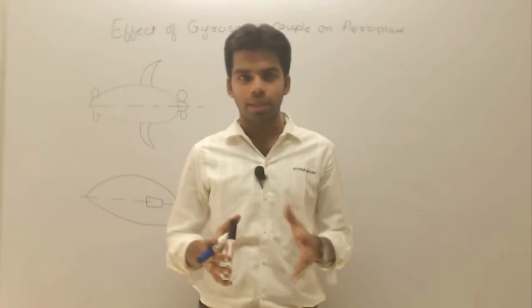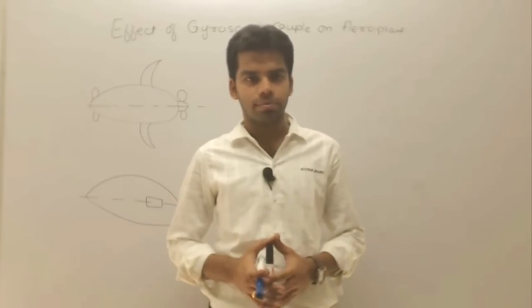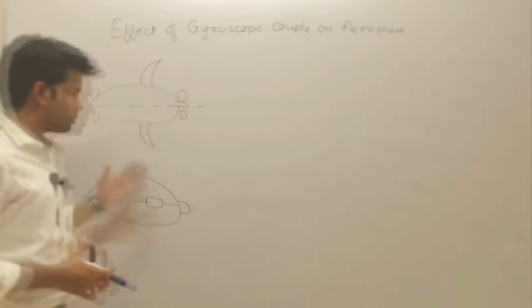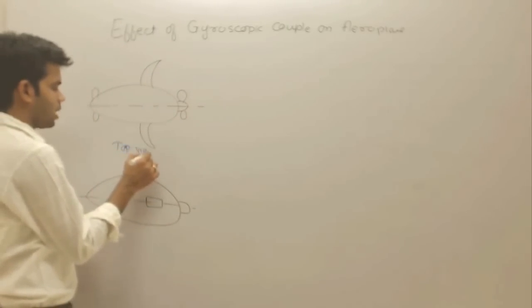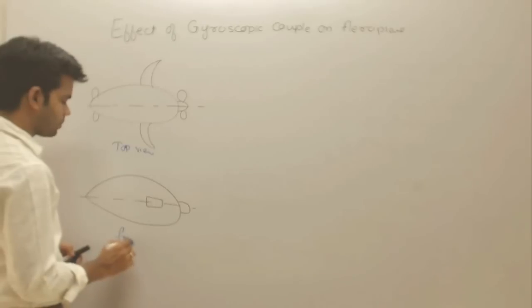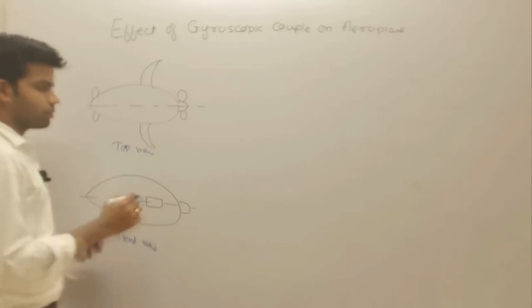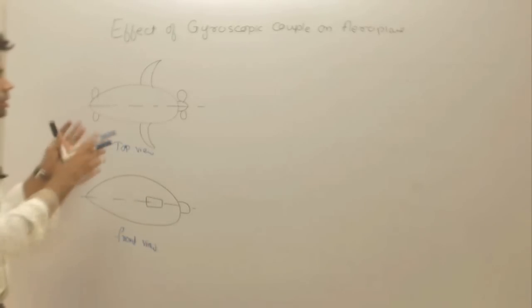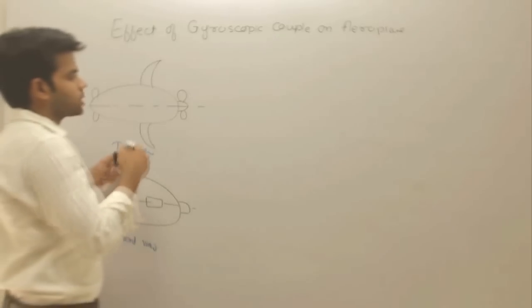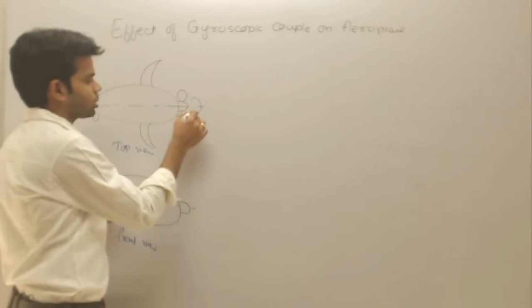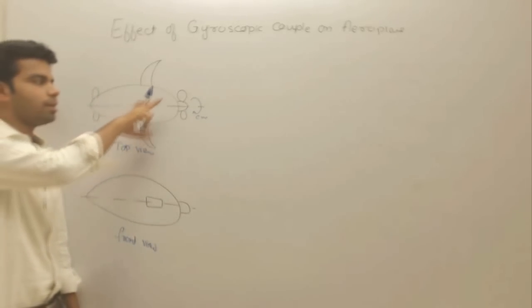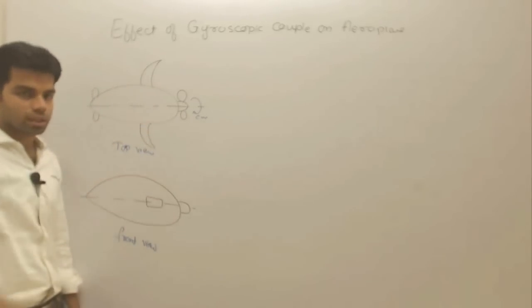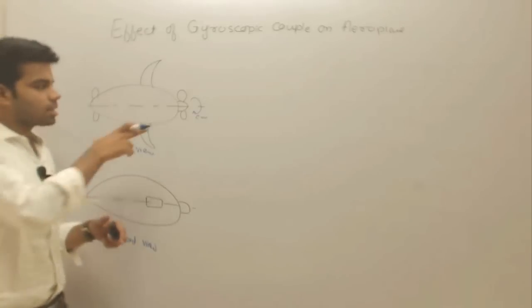So what happens when an aeroplane is taking a turn? Let's suppose this is an aeroplane. This is the top view of the plane, and this is the front view of the plane. Okay, and now suppose this rotor, this is the rotor which is turning in a clockwise direction when seen from the rear end. When we are seeing from the rear end, this rotor is rotating in a clockwise direction. Now what happens when this is taking a left turn?